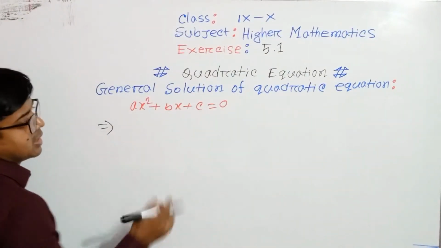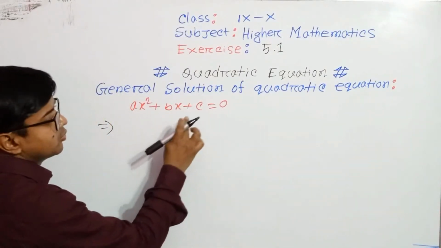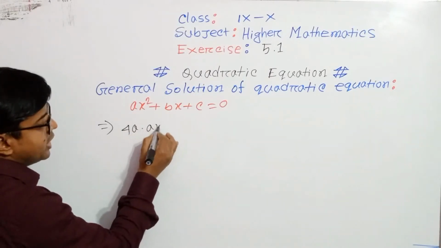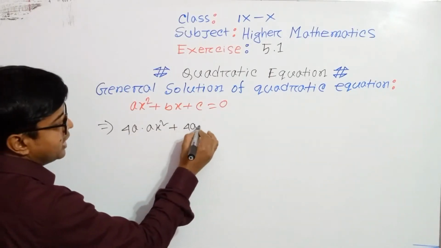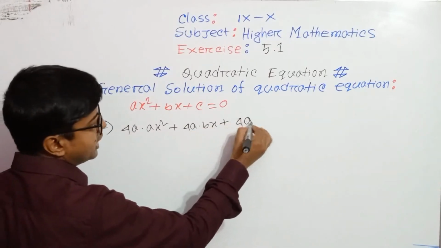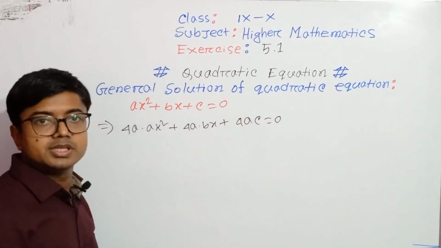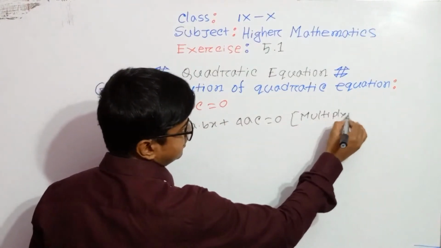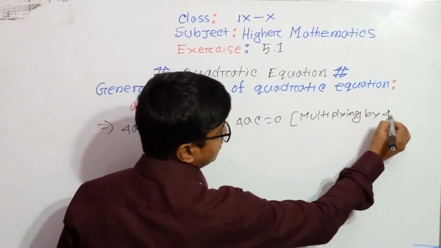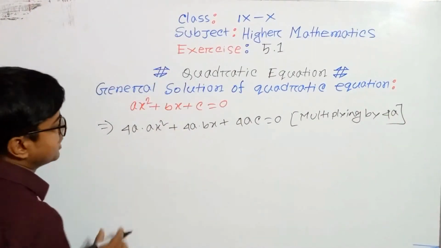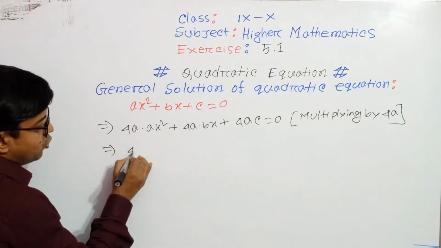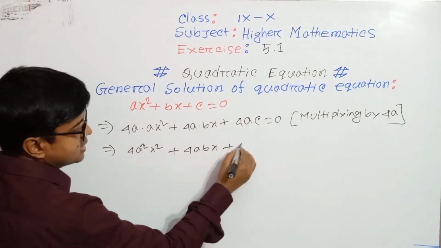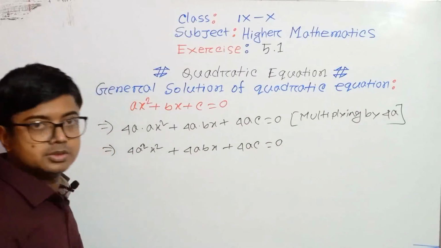Now, multiplying by 4a, we can write 4a into ax squared plus 4a into bx plus 4a into c equals 0. Here multiplying by 4a. Now after this line, 4a squared x squared plus 4abx plus 4ac equals 0.